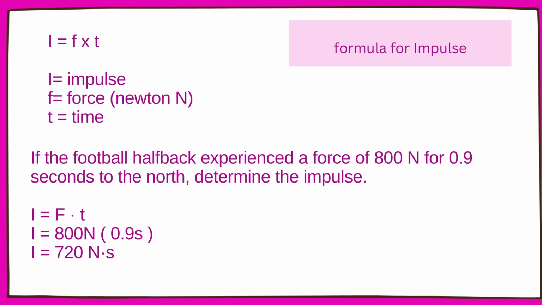Sample problem. If the football halfback experienced a force of 800 N for 0.9 seconds to the north, determine the impulse. Impulse equals force times time. Substitute the given numbers. Impulse equals 800 Newtons times 0.9 seconds. Impulse equals 720 Newton-seconds is the final answer.